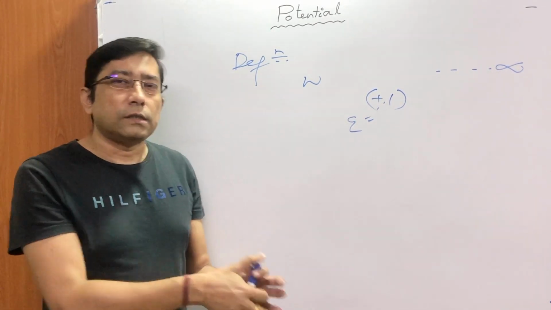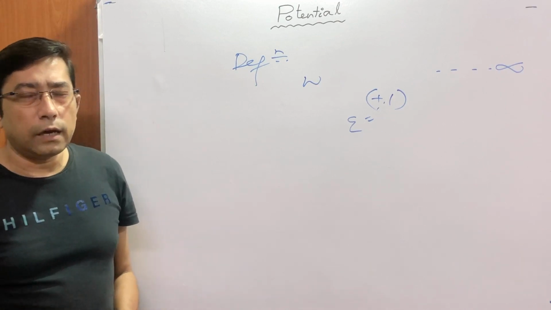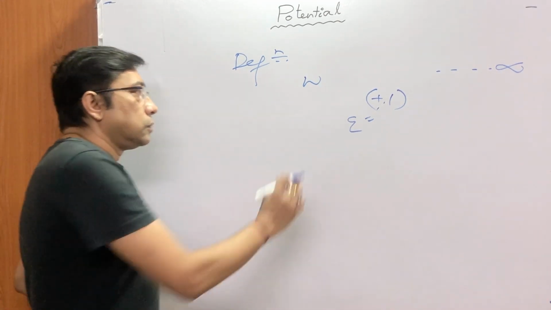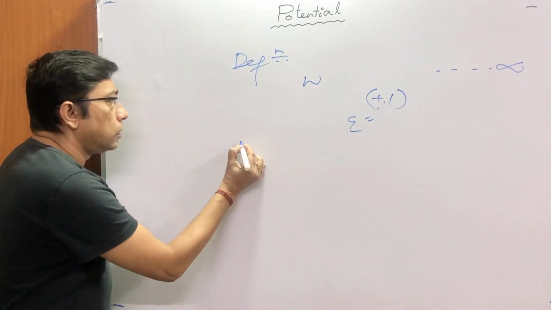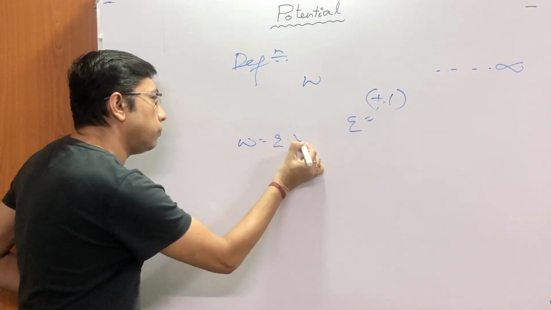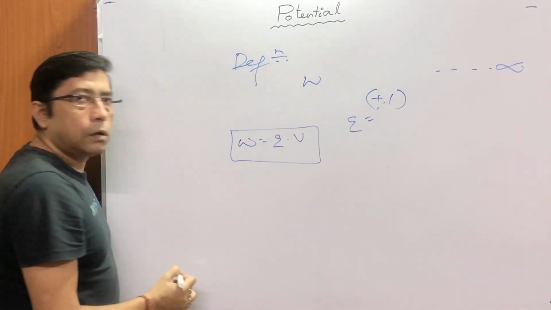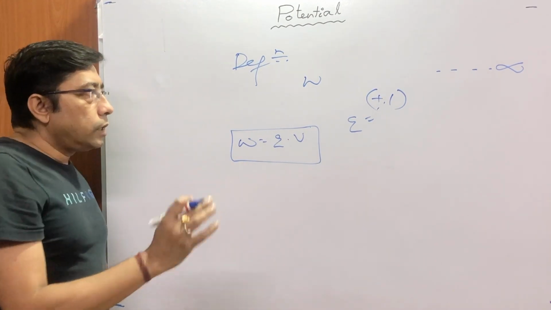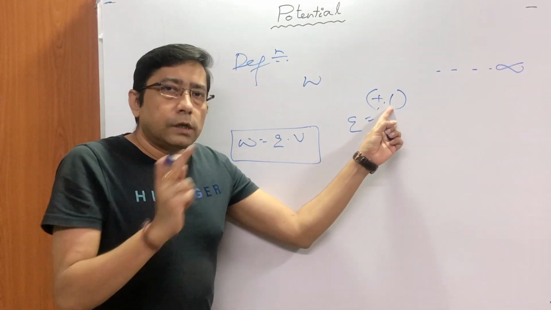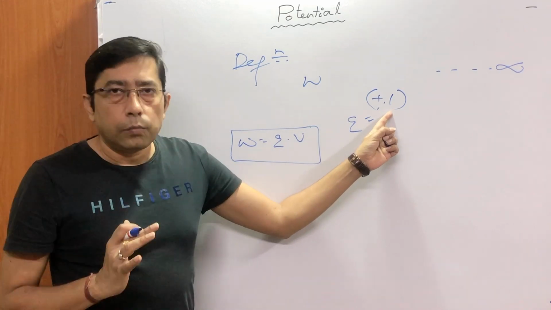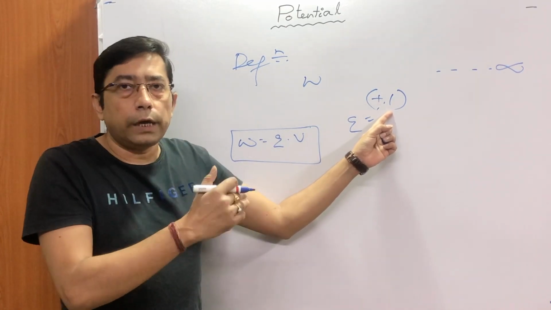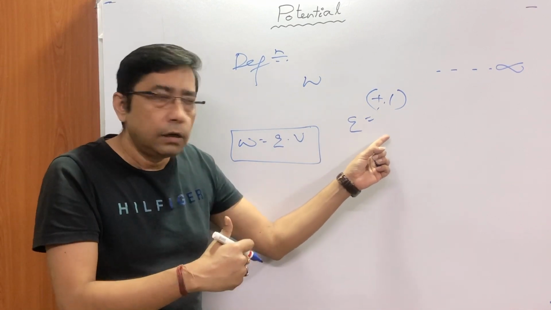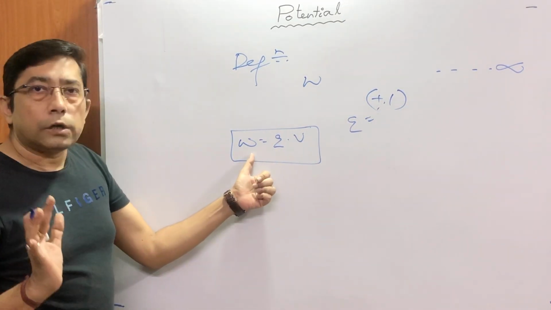You have been doing this since, I suppose, from your class 8, 9, 10. So we will quickly move on to this formula. W equals QV. Work done in bringing a unit positive charge, that is one charge, is V, potential. So work done in bringing one charge is V, work done in bringing Q charge will be Q times V, that is Q into V. So that is work done.